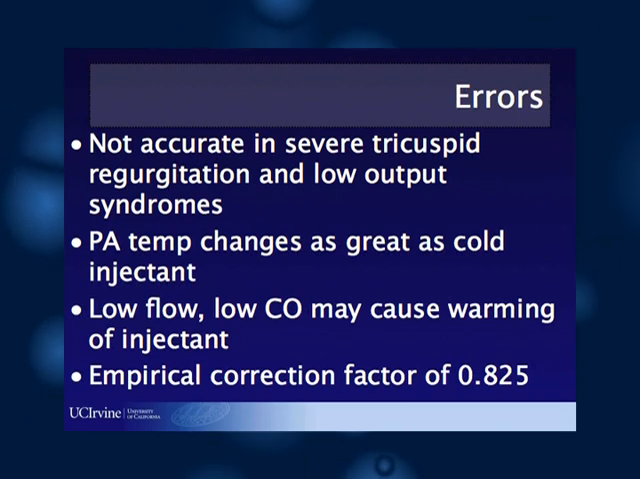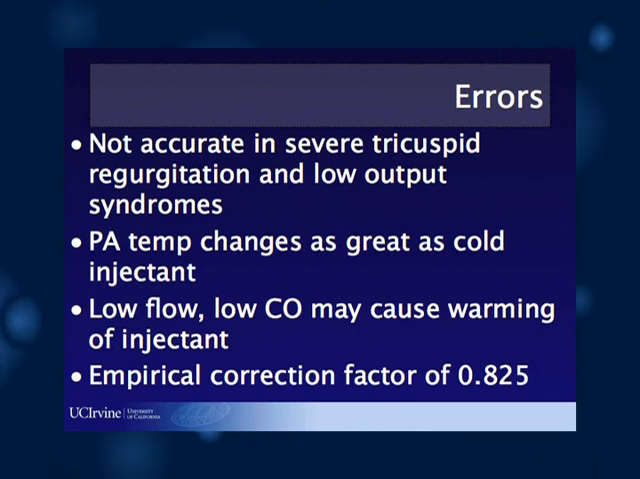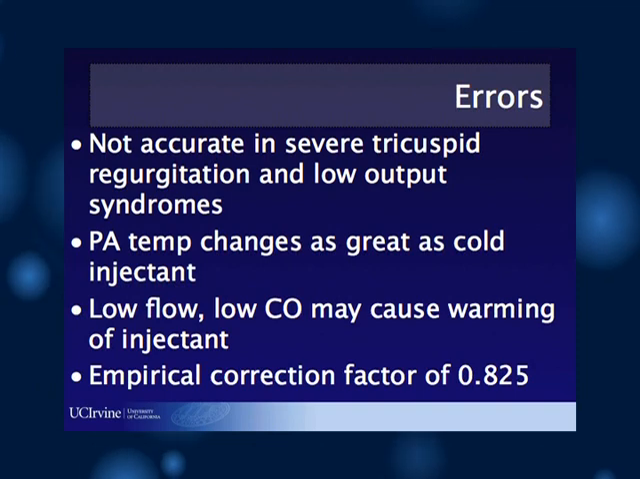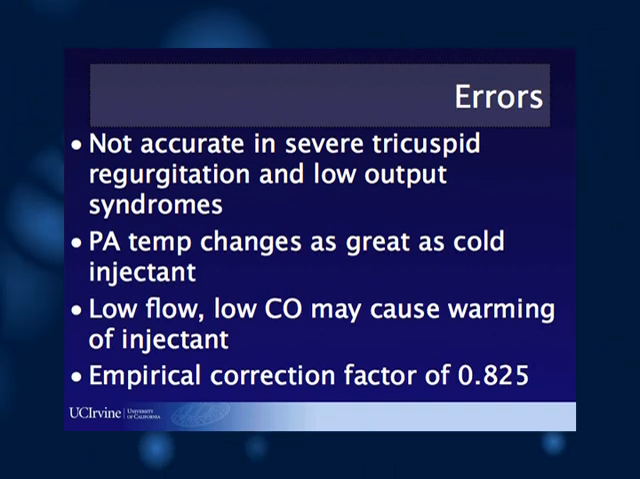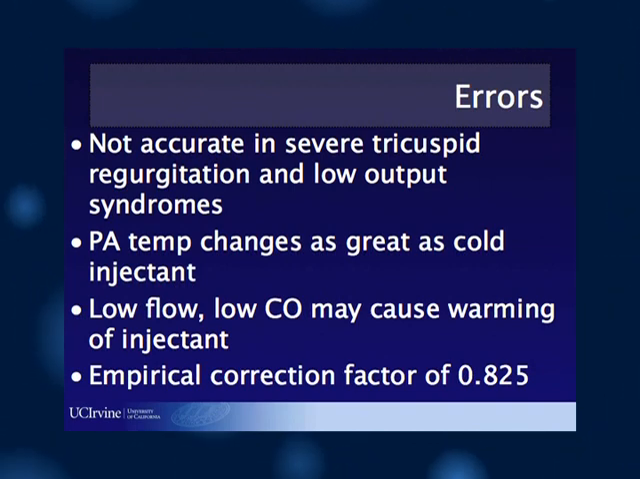For the thermodilution method, this means that our bolus of cold saline may not be accurately delivered to the pulmonary artery in patients who have severe tricuspid regurgitation and low cardiac output syndromes. In addition, pulmonary artery temperature changes as the cold injectate is injected as well. So changes in PA temperature are a result of the volume of injectate and may vary, and hence the cardiac output may vary depending on that bolus.